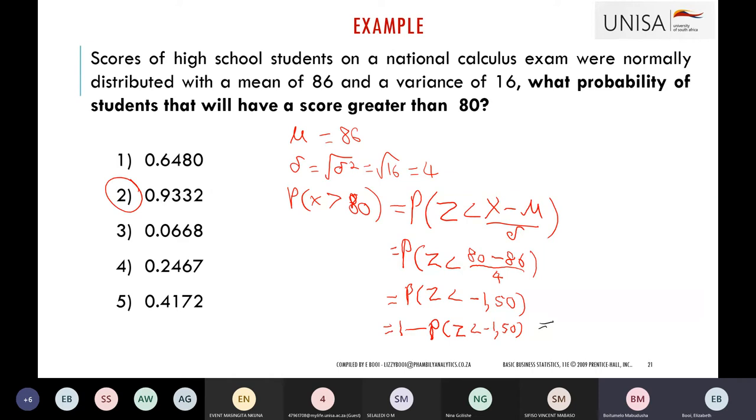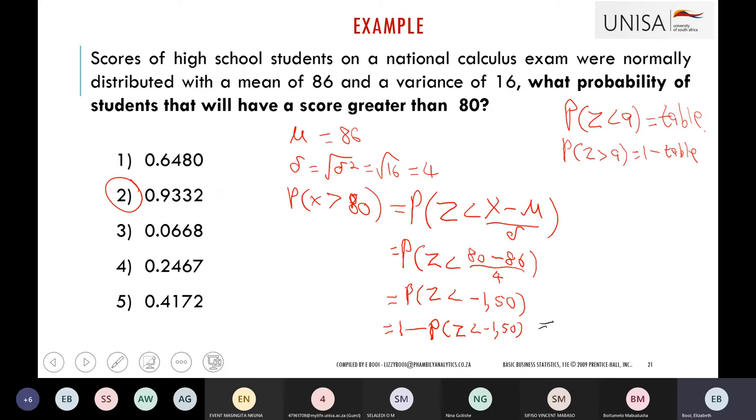Any question before we move? So that is clear, right? You know that for the probability of Z less than A, the value you find on the table will be your probability. For the probability of Z greater than A, we say 1 minus the table value. That's how far we've gone. You will always remember that for the probability of less than, you will find the value on the table. For the probability of Z greater than, you will say it is 1 minus the value you find on the table. Agree? Happy? Yes.